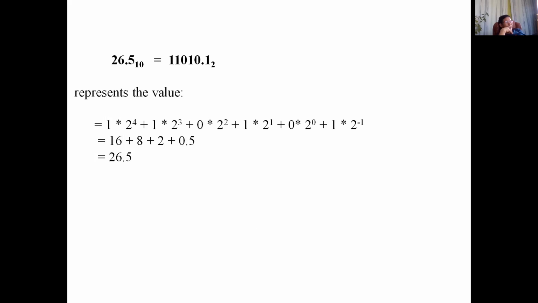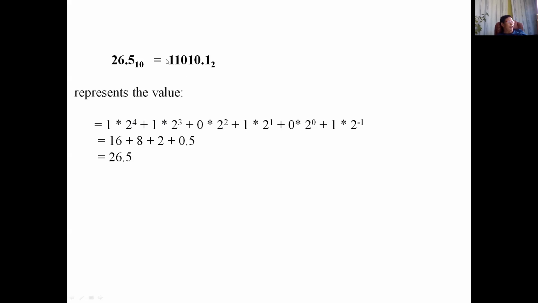So 26.5 in base 10 is equal to 11010.1. What this means is we have the first 1, which is 2 to the 4th. The second one is 2 to the 3rd. The 0 is 2 to the 2nd. Another 1 is 2 to the 1st. And we have a 0 again, which is 2 to the 0. And we have a 1, which is 2 to the negative 1.